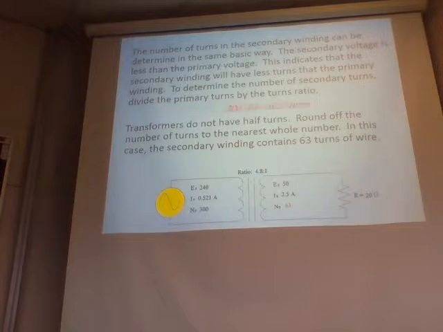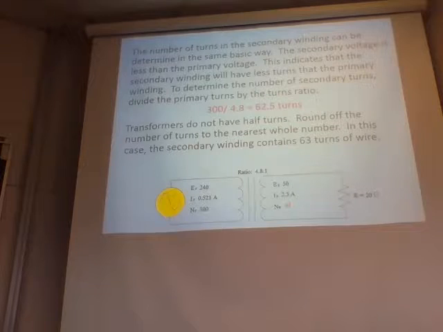The number of turns in the secondary winding can be determined in the same basic way. The secondary voltage is less than the primary voltage. This indicates that the secondary winding will have less turns than the primary winding. To determine the number of secondary turns, divide the primary turns by the turns ratio. So you end up with 62.5 turns in the secondary.